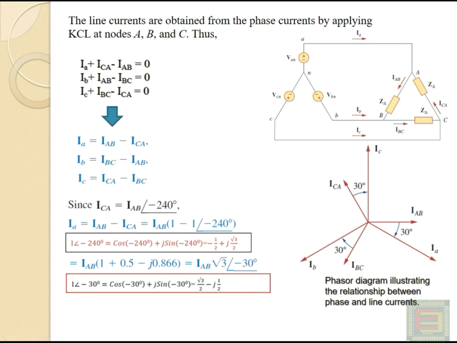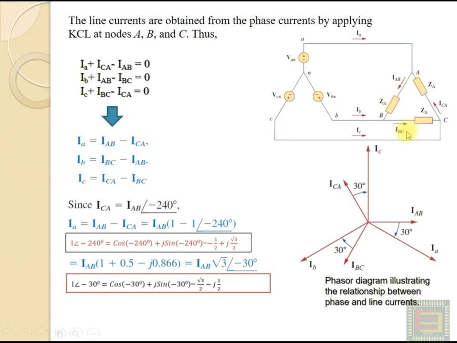If you apply Kirchhoff's current law to this node, you get the equation as Ia, because we are considering the current coming into the node as positive, plus ICA, it is also coming into the node, and minus IAB, which is the current flowing out of the node, and that will be equal to 0 according to Kirchhoff's current law. That is, the algebraic sum of the currents meeting at a point is equal to 0.